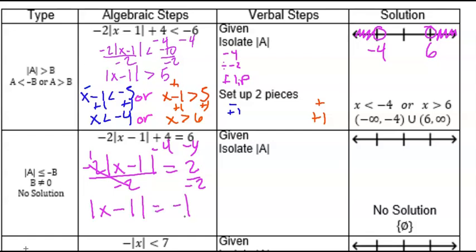From there we can stop, because the absolute value of something can never equal a negative number. That would be no solution, the empty set. And for the number line, you would just leave it blank, because nothing's shaded in, because there's no real solution.